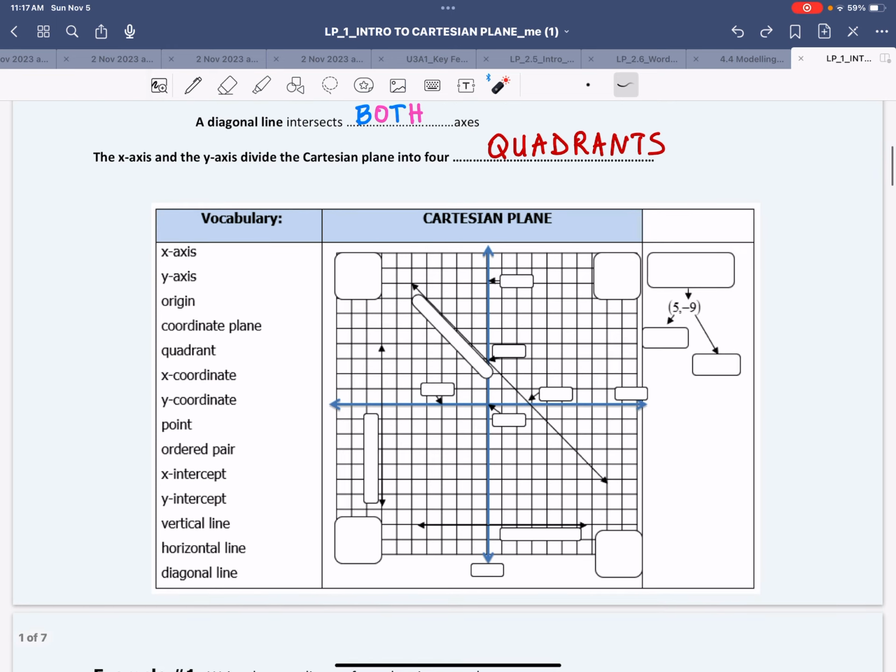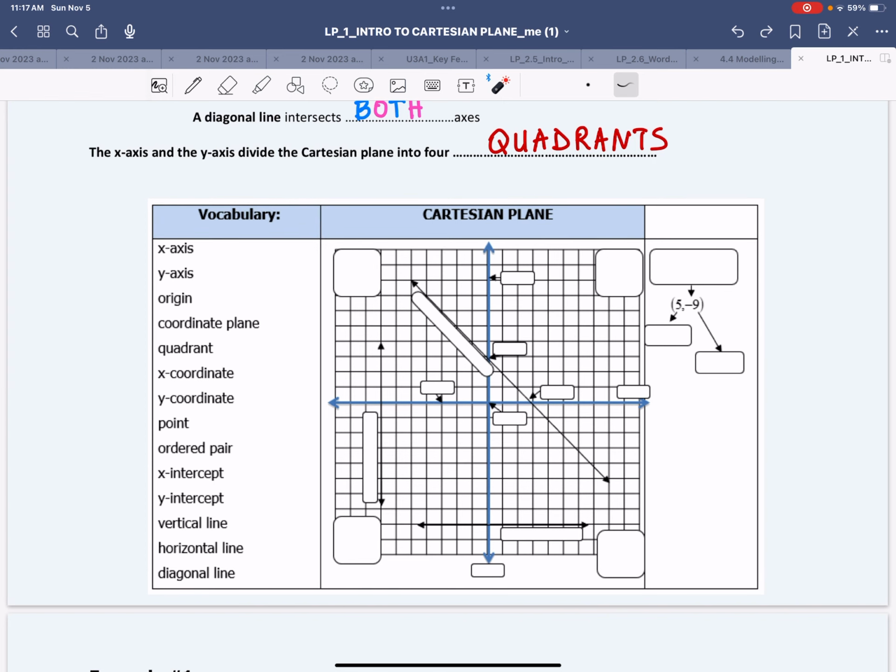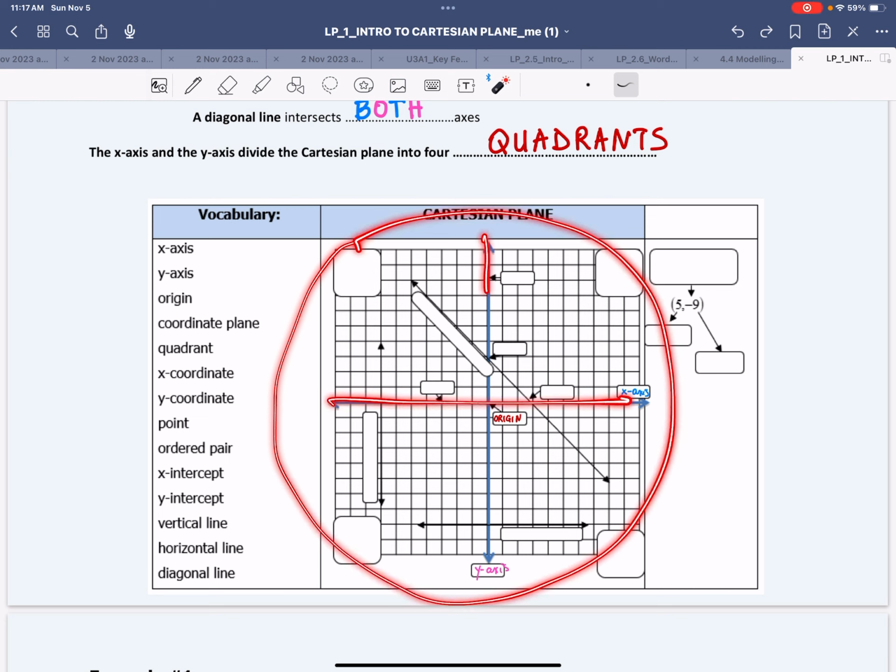So let's take a look and name each part of the Cartesian plane. We're going to start off with the x-axis. The x-axis is the horizontal line. It stretches at both ends, from negative infinity to positive infinity. The y-axis is the vertical line. The origin is where the x and the y meet each other. The coordinate plane is made of this grid and the horizontal and vertical axes with the origin.